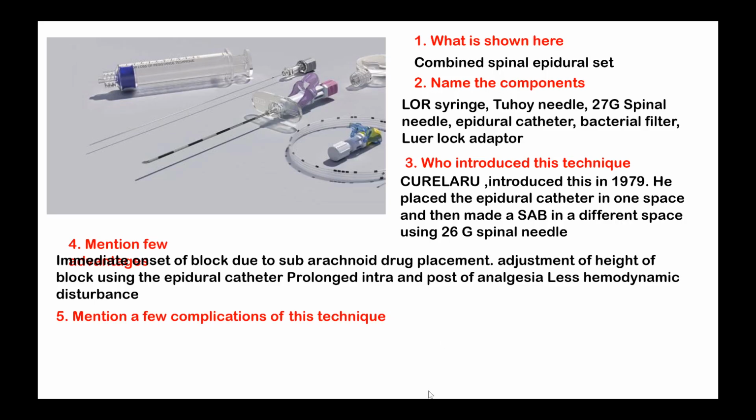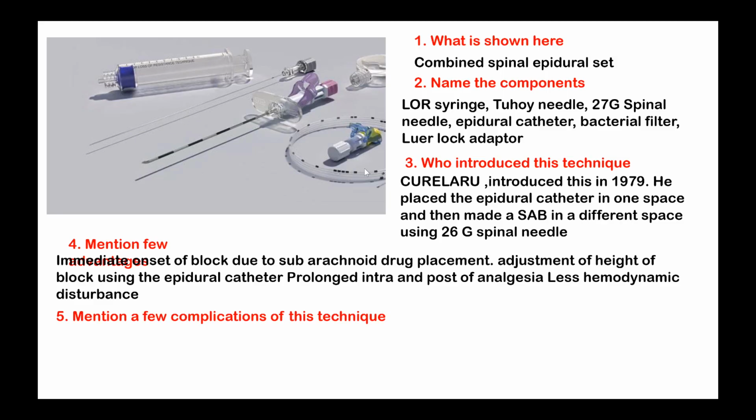When you do needle-through-needle, what do you do? You first identify the epidural space using the 16G Tuohy needle. Then you introduce the 27-gauge long needle through this, puncture the dura, give your subarachnoid block, remove this needle, and then thread the catheter into the space. Sometimes this catheter can migrate into the subarachnoid space through the hole that you have made. Occasionally it has been reported.